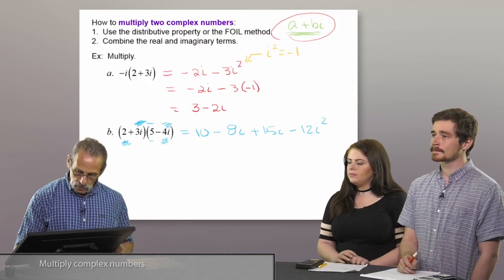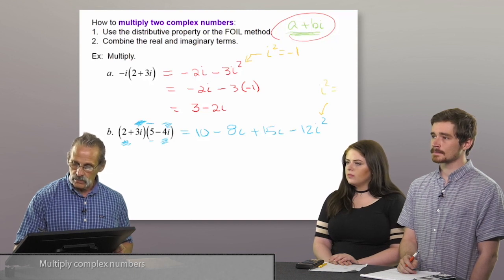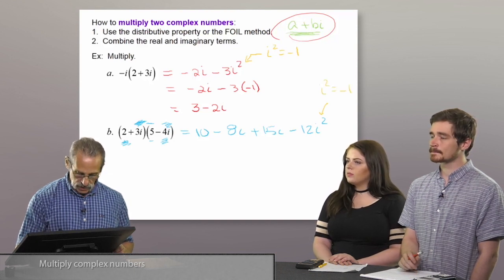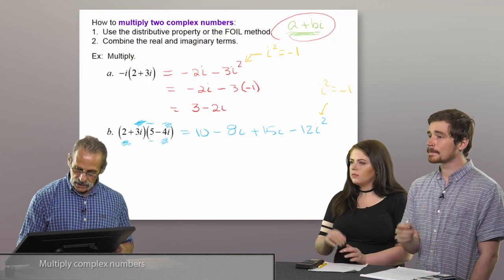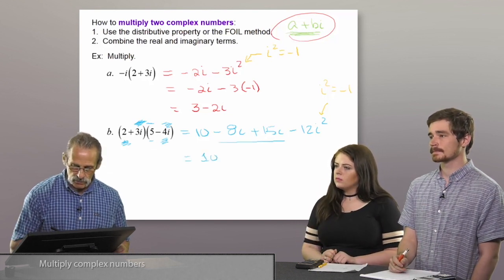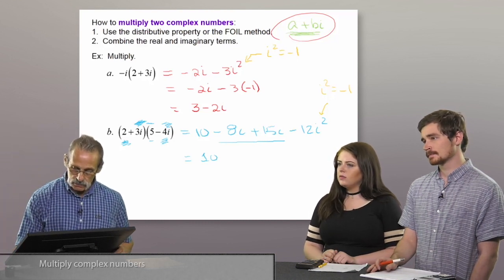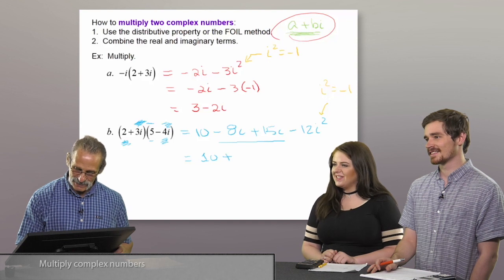Now, I know you know what I'm going to ask you. I'm going to ask you what is I squared, and your reply is what? It's negative 1. So what would my next step look like? We would have a 10. I'll do the easy part. Can we combine these two terms? What would they be? That would be 7c. Or 7i, sorry. Plus 7i.